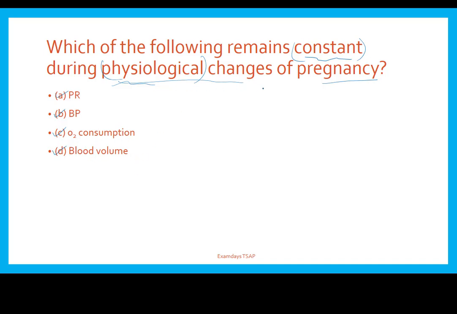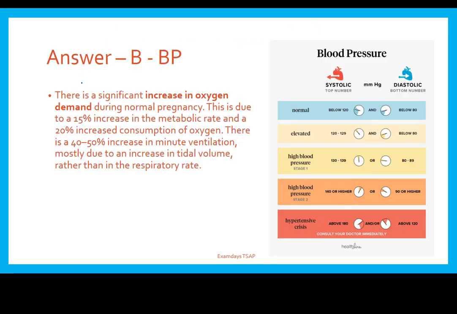In the physiological changes in pregnancy, the blood pressure remains constant. There is a significant increase in the oxygen demand during pregnancy. This is due to a 15% increase in the metabolic rate and a 20% increase in the consumption of oxygen. So these are the factors that increase during physiological pregnancy.